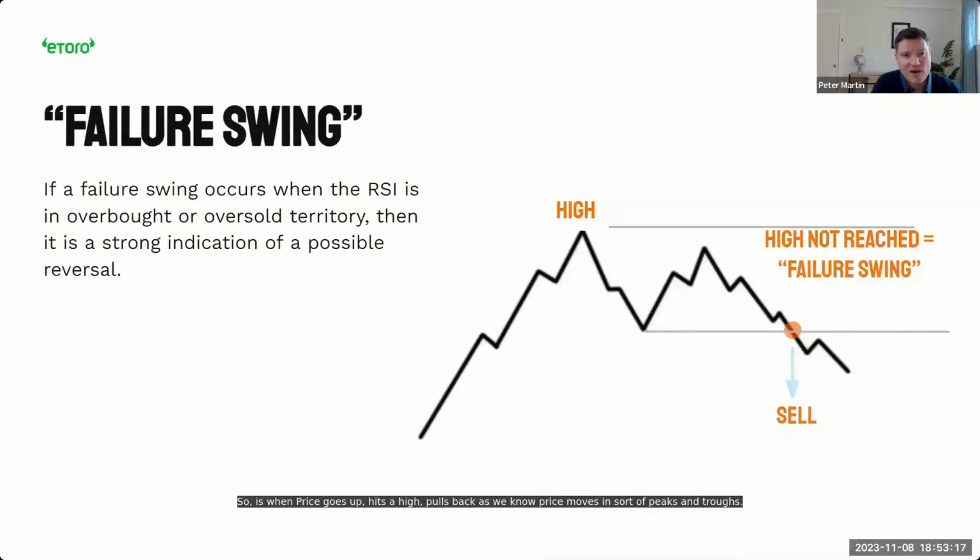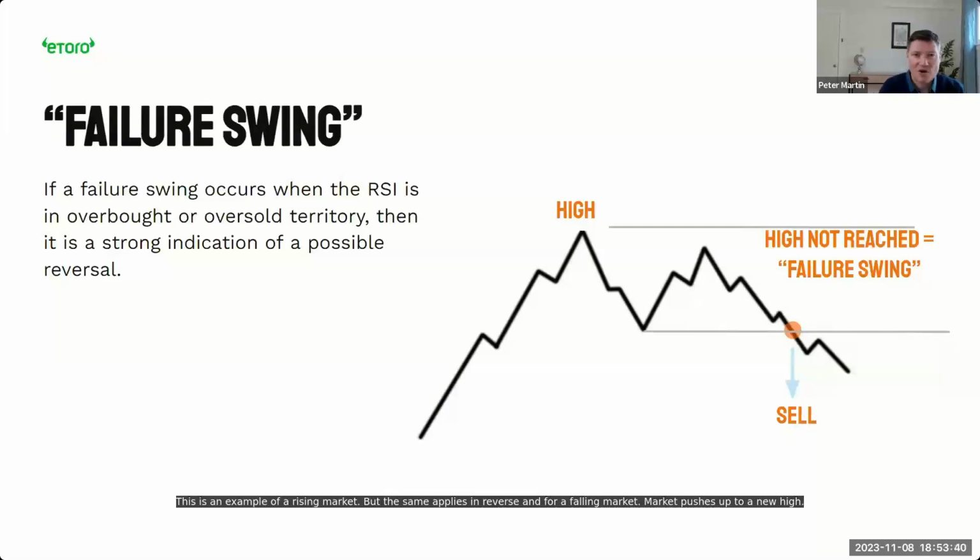So a failure swing is when price goes up, hits a high, pulls back. As we know, price moves in sort of peaks and troughs, and then it goes up to push through and fails to make a new high. So it pulls back to a level of support. This is an example of a rising market, but the same applies in reverse for a falling market.